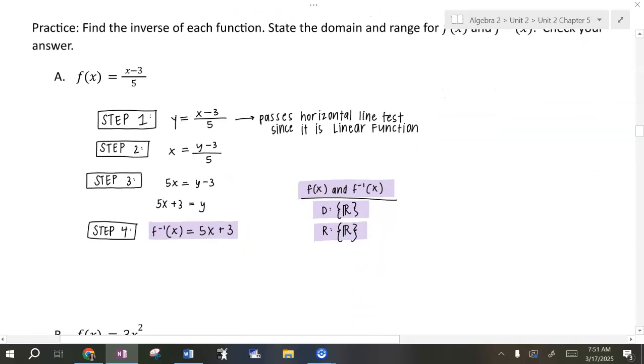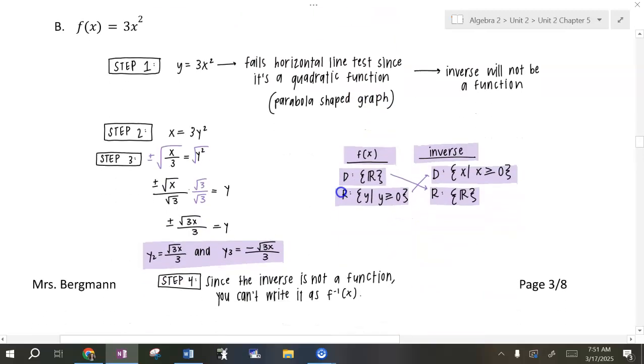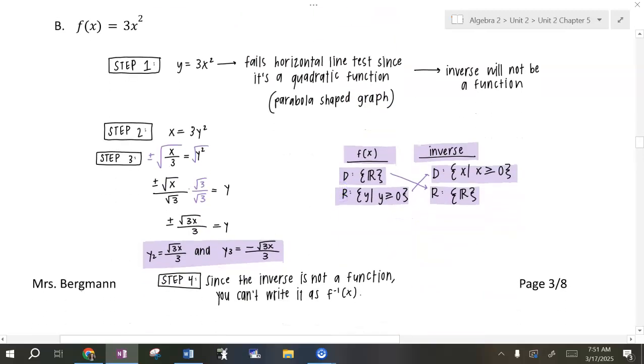Here's the correct answer for A. They're linear, so they both have the same domain and range, all real numbers. And then here is the correct answer for B. This one, like you can see, the inverse is not a function. So the inverse has the domain and range switched. You could have also written that as 0, infinity, which I'm sure you guys did. I had it in inequality notation, but you can also use interval notation. That's completely fine.